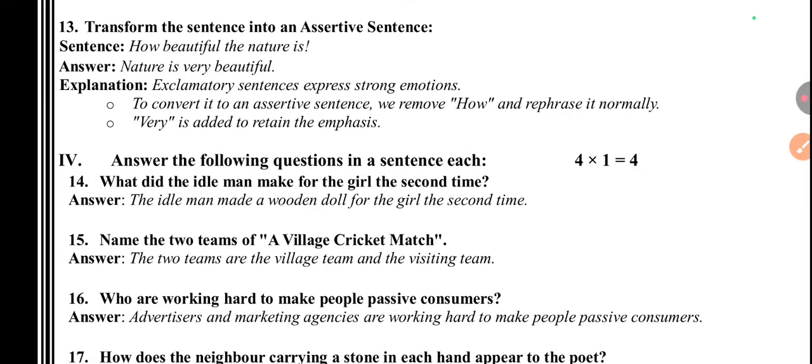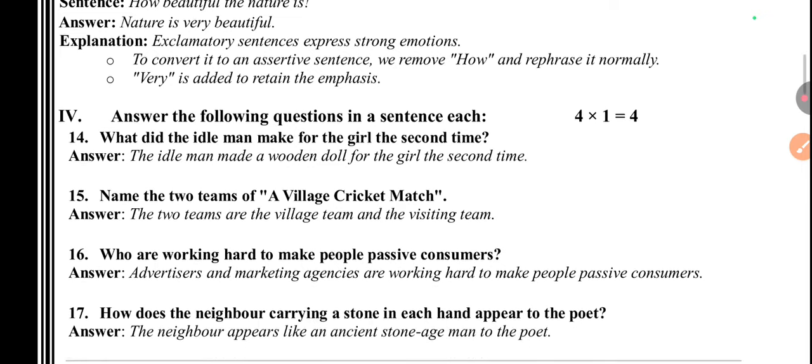Question number 13. Transform the sentence into an assertive sentence. How beautiful the nature is. Answer: Nature is very beautiful. Exclamatory sentences express strong emotions. To convert it to an assertive sentence, we remove how and rephrase it normally. Very is added to retain the emphasis.